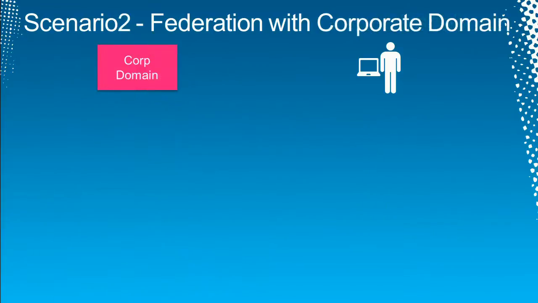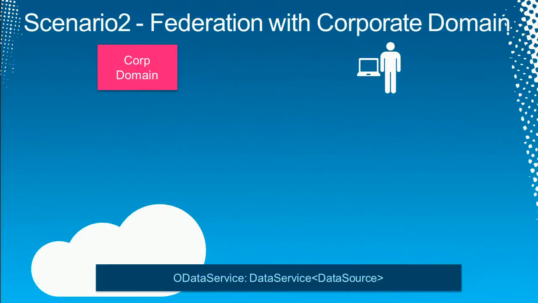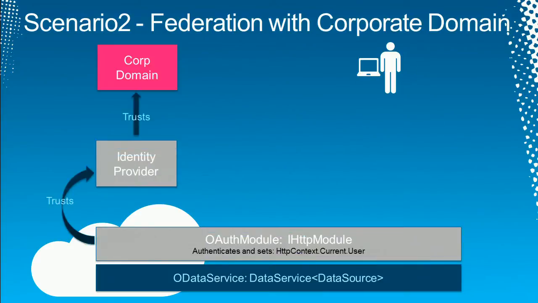Another scenario which OAuth supports is the corporate domain scenario, where a user has an account on a corporate domain and they need to have access to something in the cloud. So again, you have the same sort of setup. This time, the difference is that the identity provider is configured to trust the corporate domain. And usually this is done using Active Directory Federation Services. That's what you need to help you set up that link. So you use Access Control Services as the data service's identity provider, and Active Directory Federation Services as the way you bridge the two.